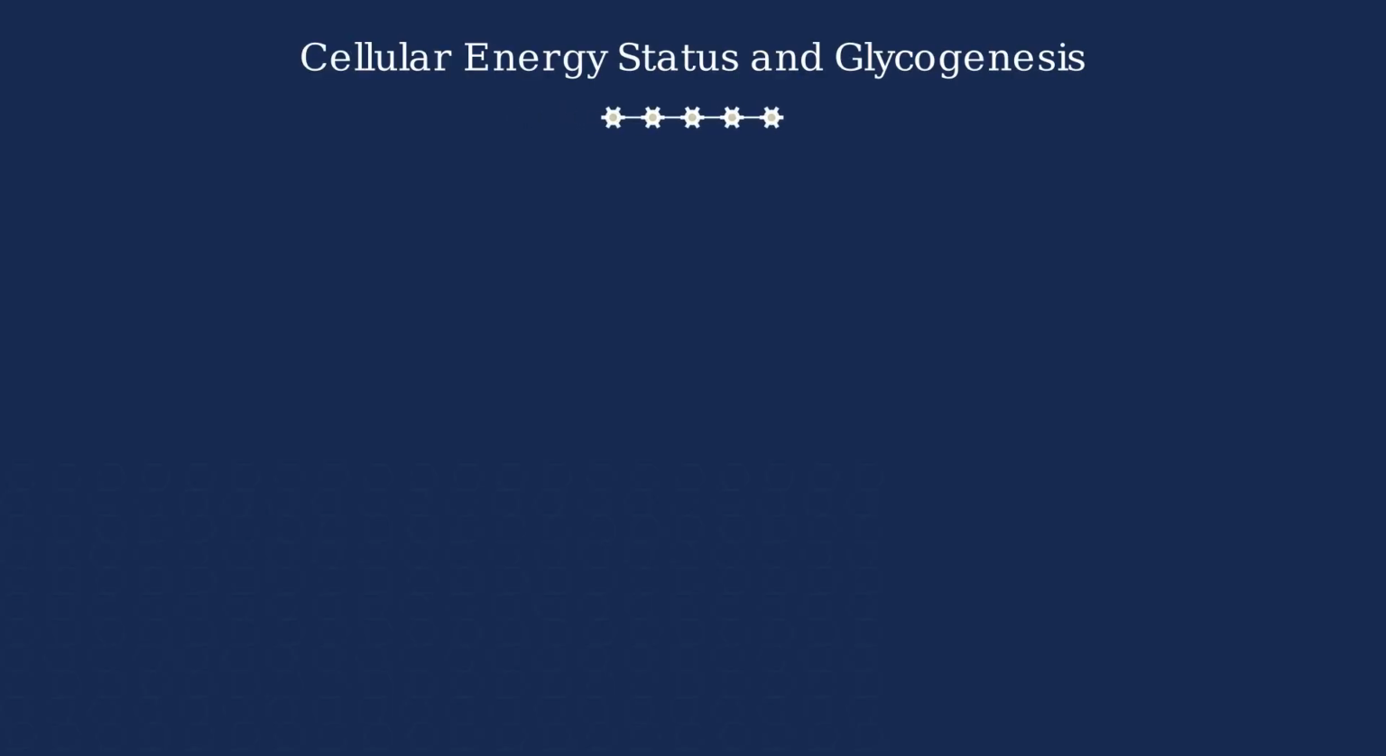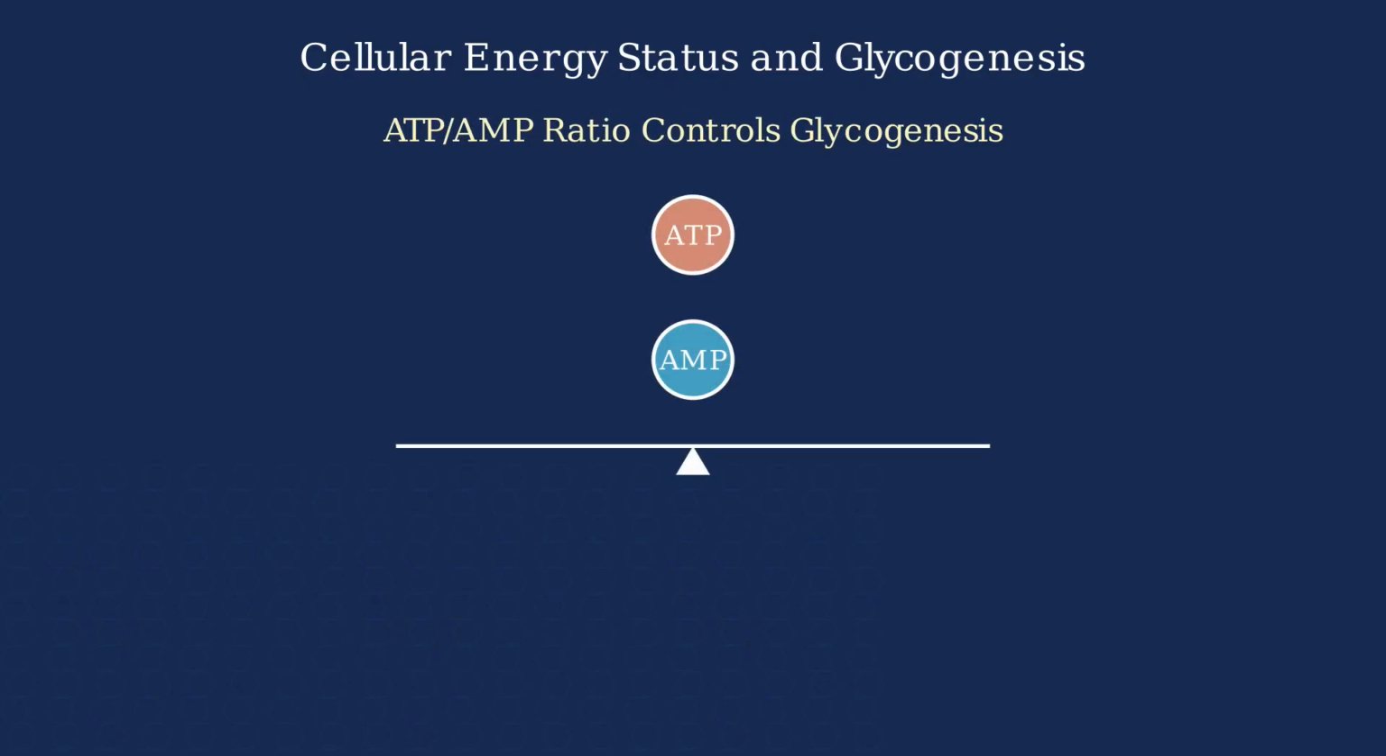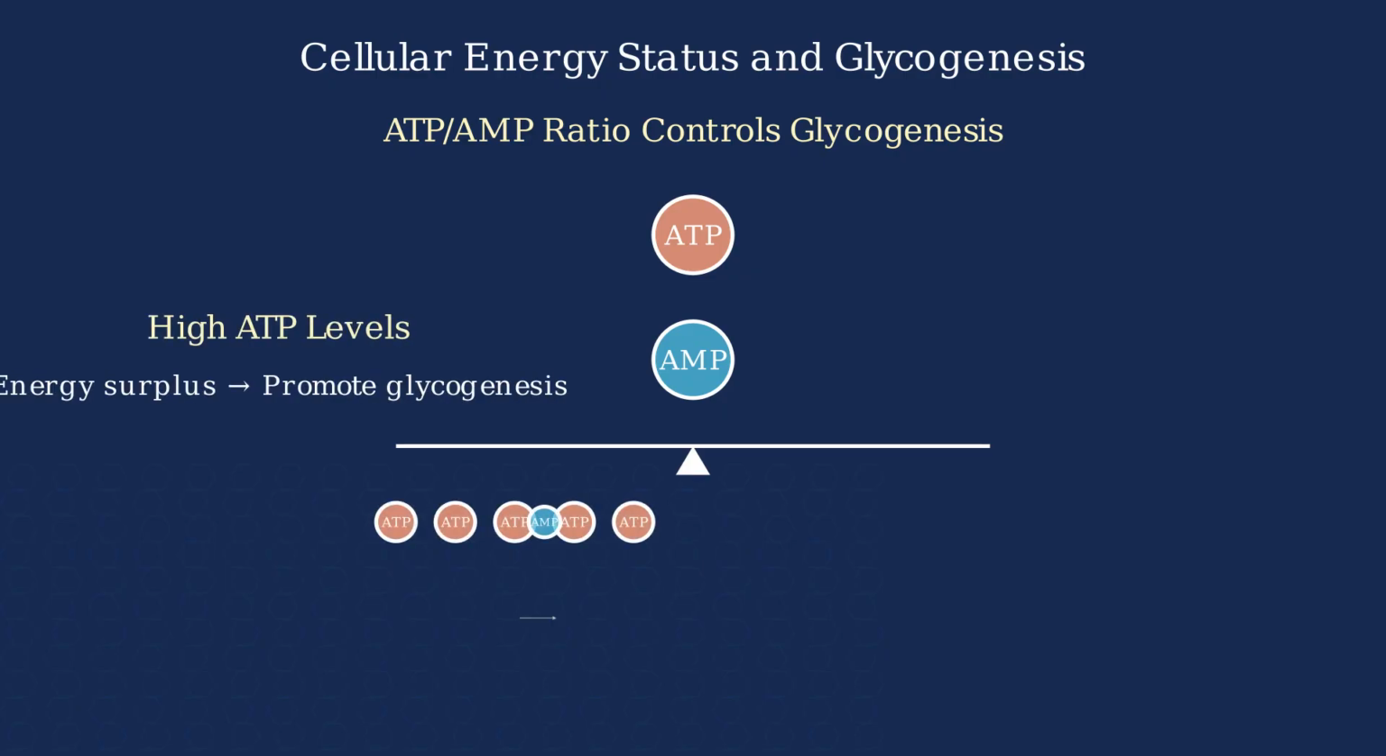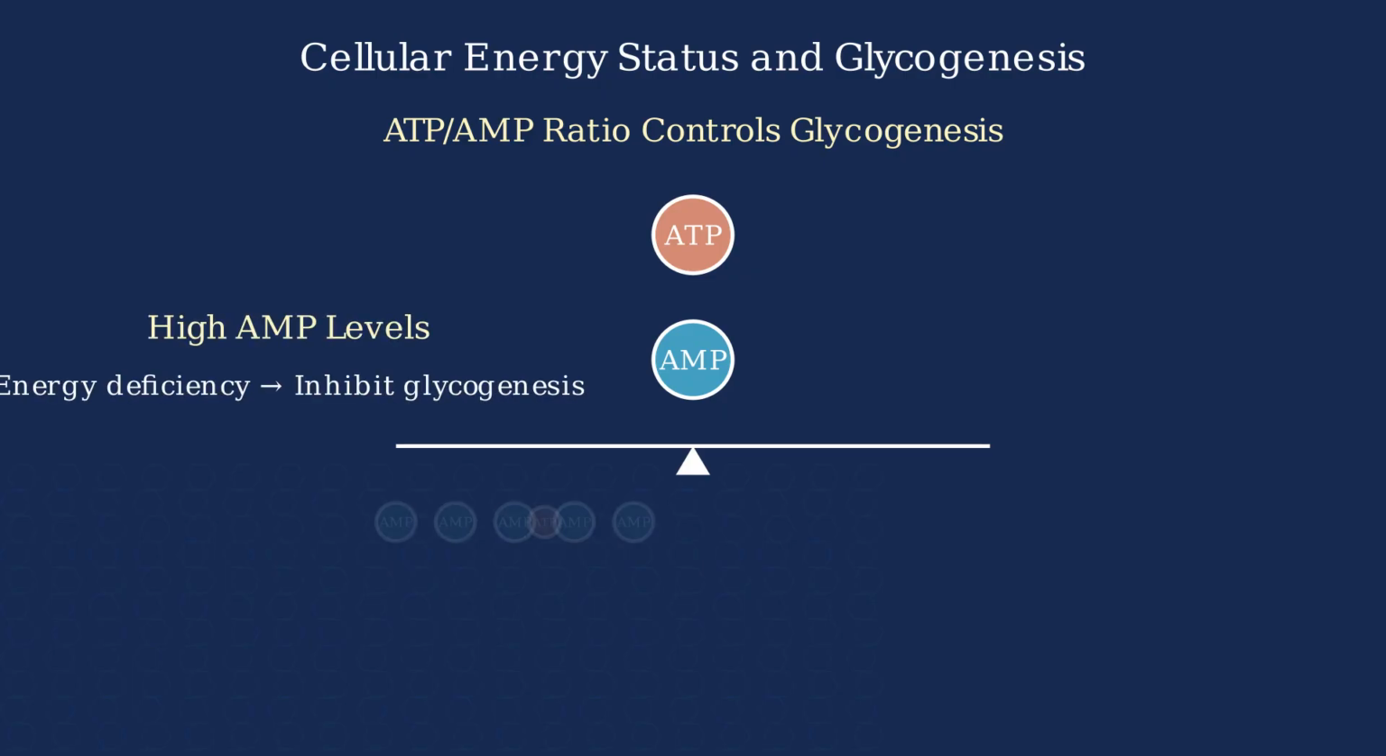Cellular energy status has a significant impact on glycogenesis. The ATP to AMP ratio serves as a key indicator of cellular energy status. High ATP levels indicate an energy surplus, which promotes glycogenesis. In contrast, high AMP levels signal energy deficiency, which inhibits glycogenesis to prioritize immediate energy production.